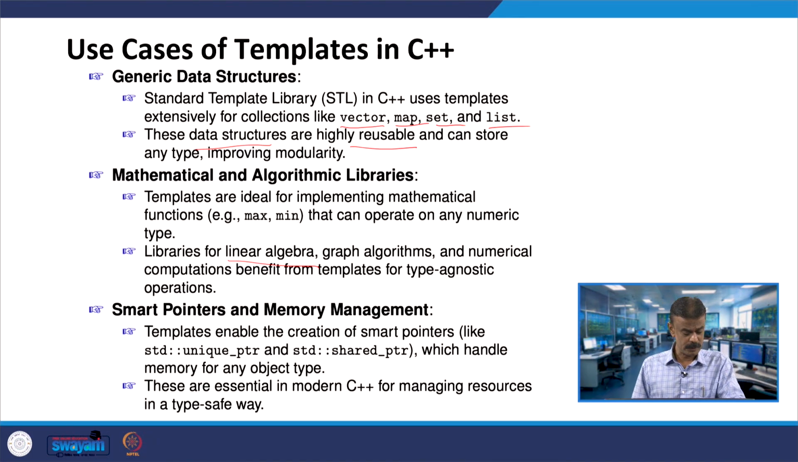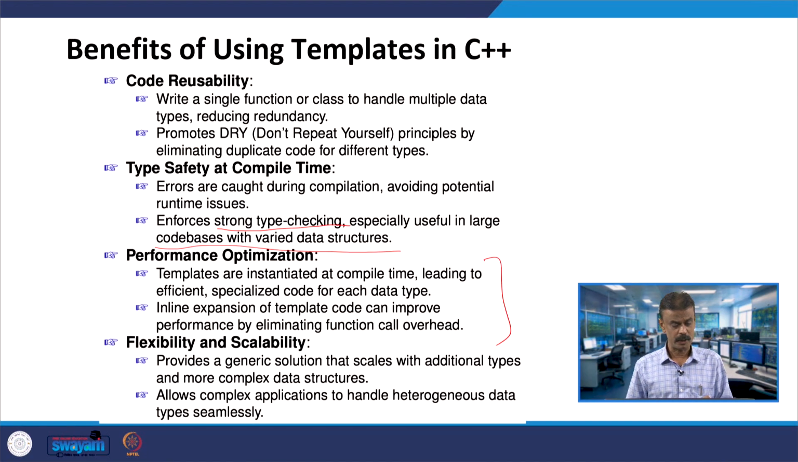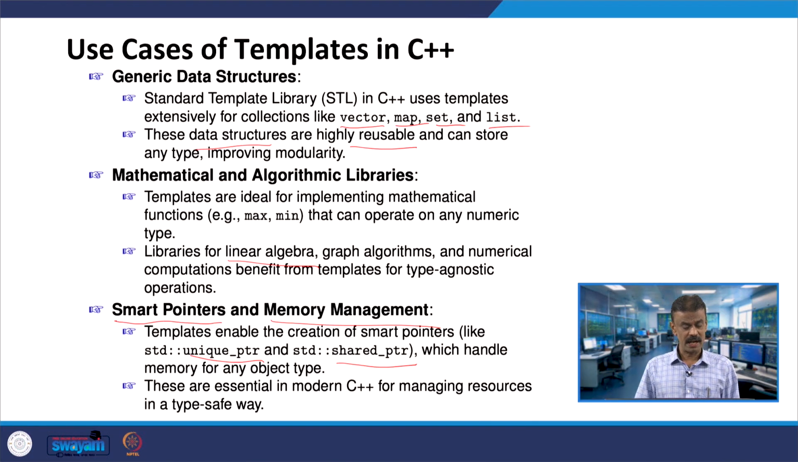Also, we have the concept of smart pointers and memory management, so you can cleverly do this. We have smart pointers like unique_ptr, you try, unique_ptr or shared_ptr. These can handle the memory for any object type. These are all the essential features. In fact, when I am talking about the benefits, these are the 4 important benefits, and these are nothing but the use cases.